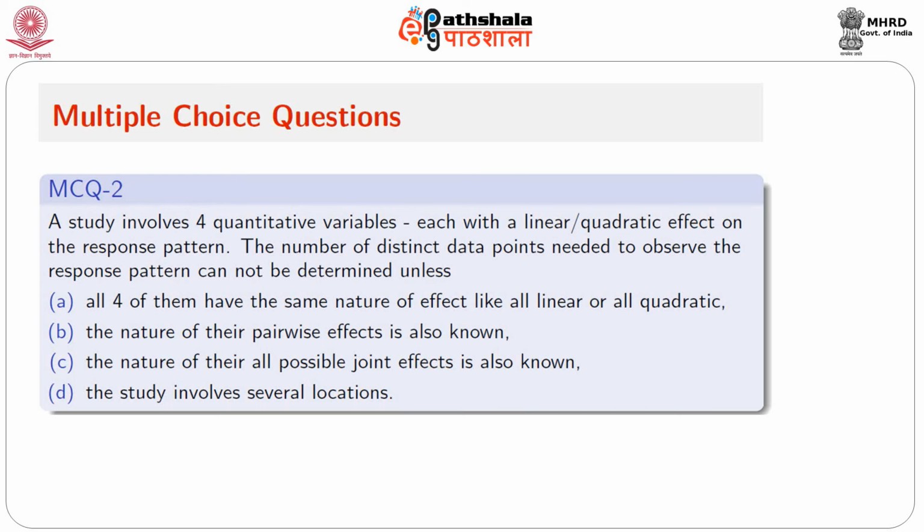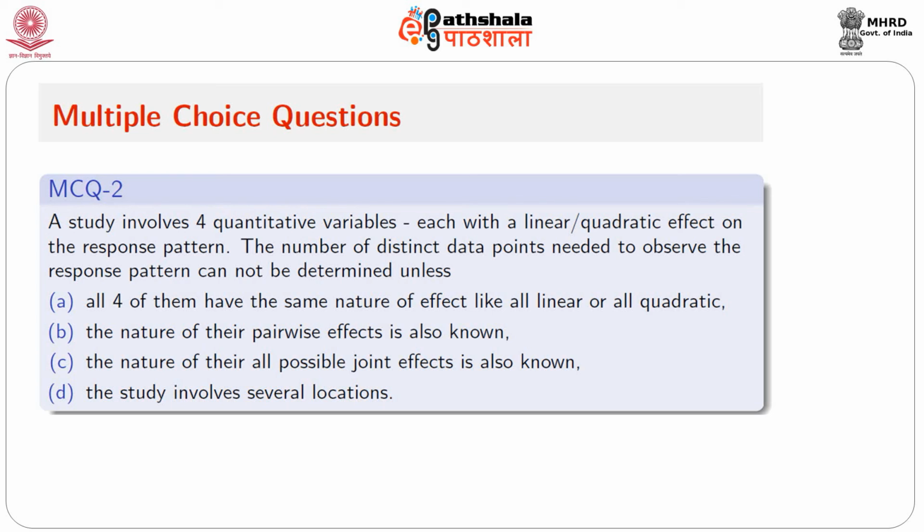Okay. So first of all, there are 4 quantitative variables like x1, x2, x3, x4. Each one with a linear or quadratic effect, we can go up to quadratic. So the question is whether we are talking about terms like x1, x2, x1, x3. That's the main issue. Now A says all 4 of them have the same nature of effect, all linear, all quadratic, that is not needed. The nature of their pairwise effects is also known. If I know it is x1, x2 and x1, x3, whatever terms are there, it is good to know that so that we can find out how many distinct data points are needed.